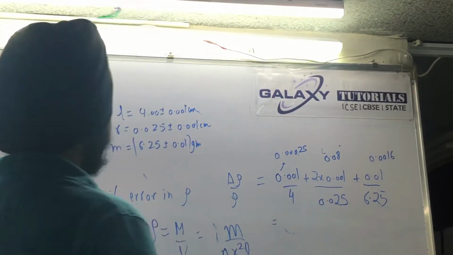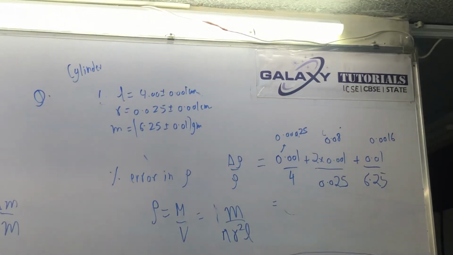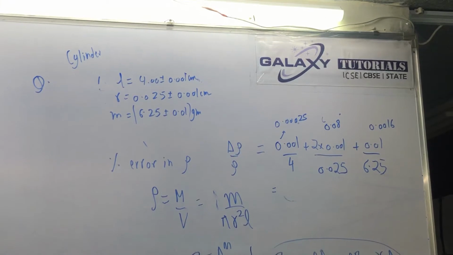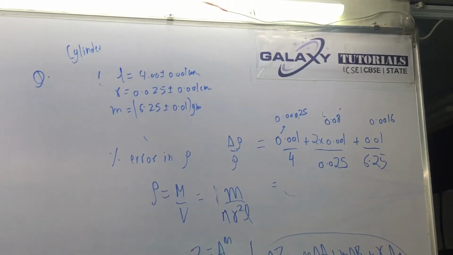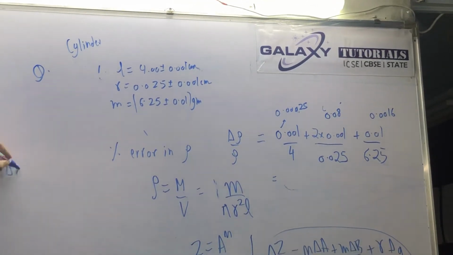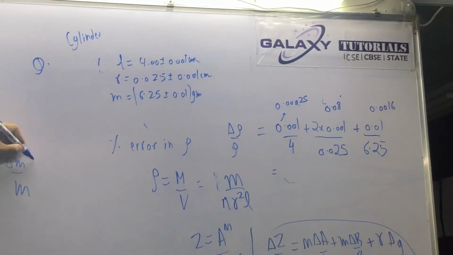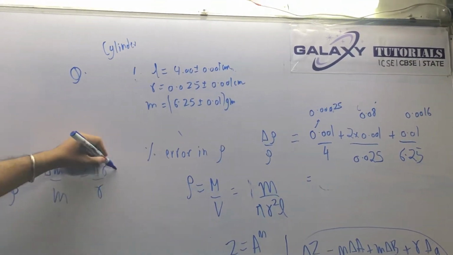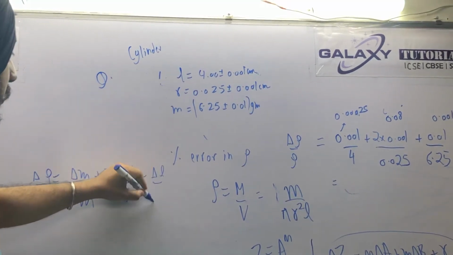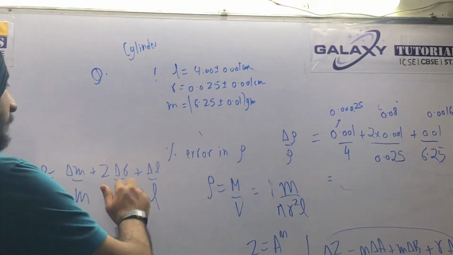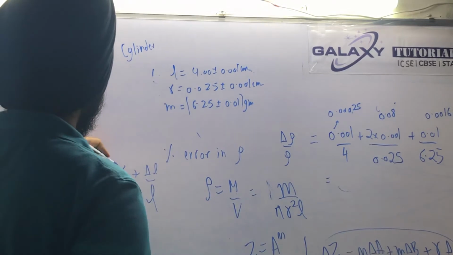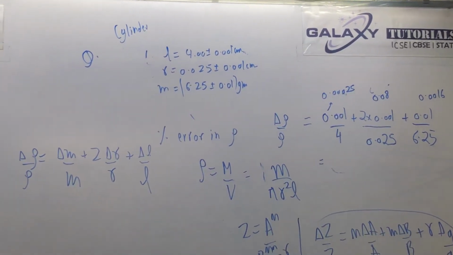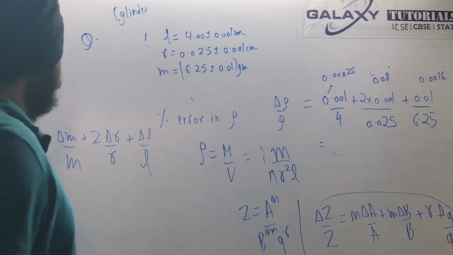Okay, so these were the values. First of all, the formula will be something like this: delta rho upon rho will be delta m upon m, plus 2 delta r upon r, plus delta l upon l. Just because 2 came here, why? Because r was raised to the power 2, so that's why 2 came here. Okay, so now substitute the values.